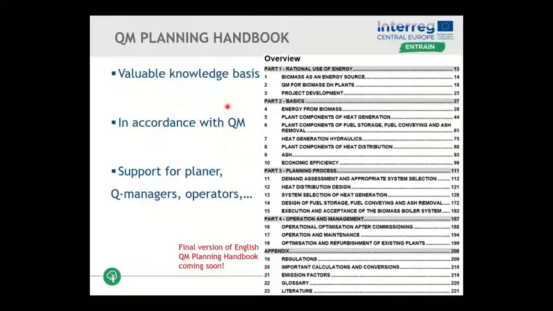I mentioned the upcoming planning handbook. You see a first translation of the content. So Christian has translated the whole book already. We have to do some final fine-tuning before we can publish it and start translating it into Italian and other languages. But here you see, this is really a comprehensive collection of knowledge, of data, of examples, which really can help you to plan a nice and efficient biomass district heating plant. It's a support for planners, QM managers, and operators.